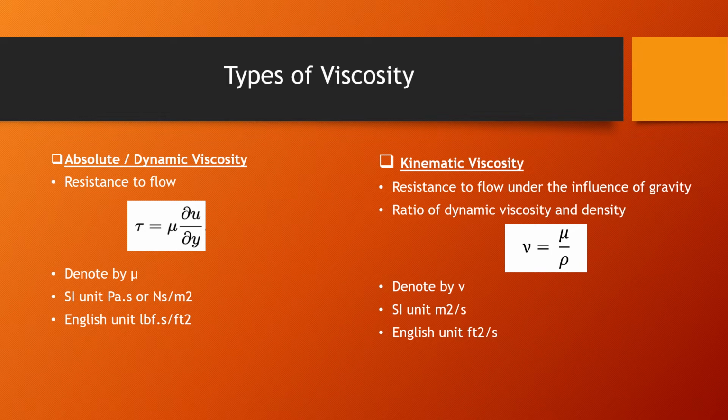However, kinematic viscosity is basically resistance to flow under influence of gravity. This is basically viscosity normalized by density. So this is also given as the ratio of dynamic viscosity to density, and it's denoted by Greek letter nu. So nu equals mu divided by rho. The SI unit of this would be meters square per second, and the English unit would be feet square per second.